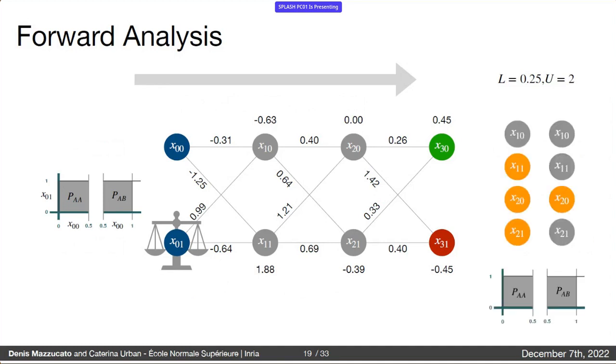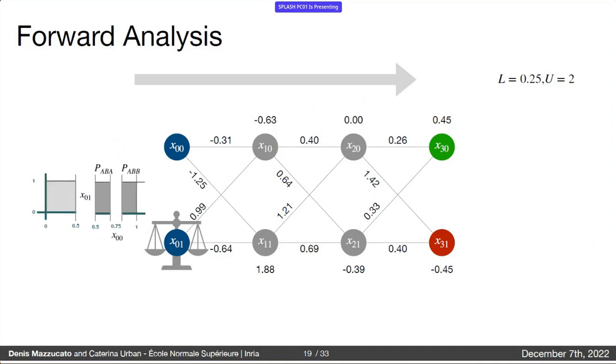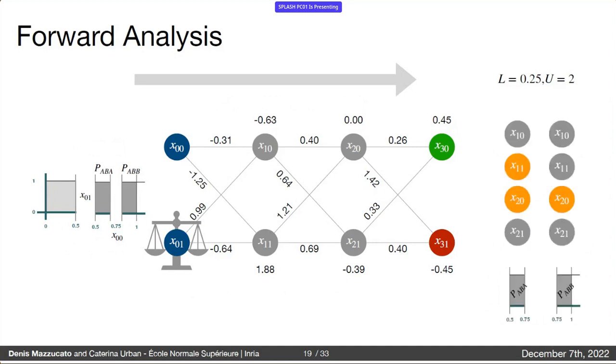Again, we do the analysis. In this case, PAA only has one uncertain node, and so it is already feasible for the backward analysis, but the other needs a little bit more partitioning. So we now have PABA, PABB. We go again to do the interval analysis, and PABA only has 2 uncertain, and so it is feasible for the backward analysis, but the other still has 3.